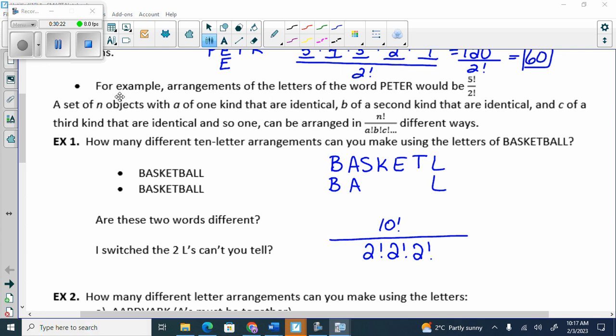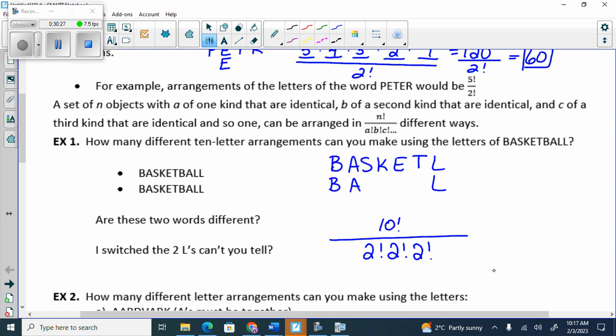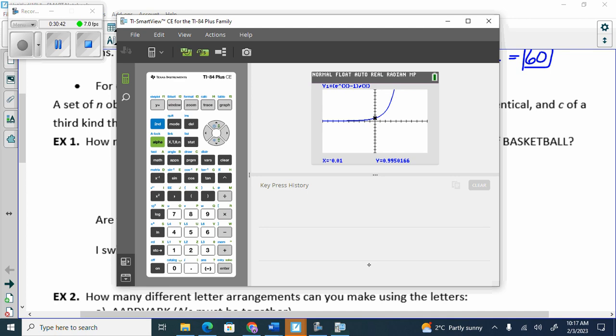If you have the TI-83s, you have to make sure to put this in brackets. If not, what your calculator is going to do is it's going to go 10 factorial divided by 2 factorial, take that answer, times it by 2 factorial, take that answer, times it by 2. But what we actually wanted to do is 10 factorial divided by 2 factorial, 2 factorial. So, if you have the newer calculators, you can go alpha y equals, enter.